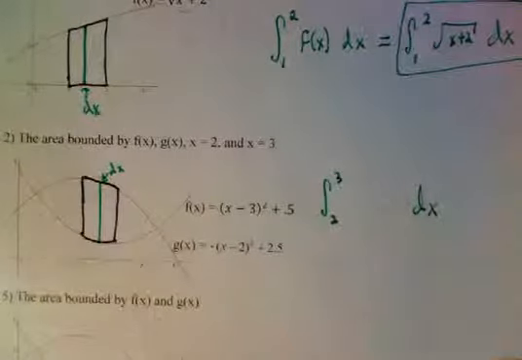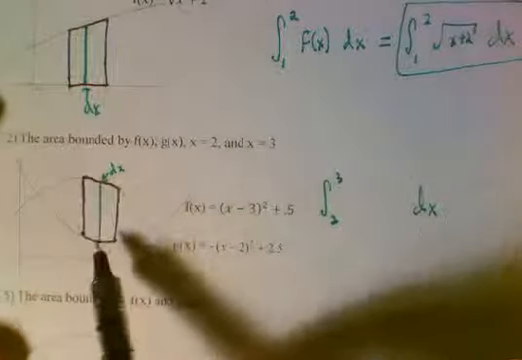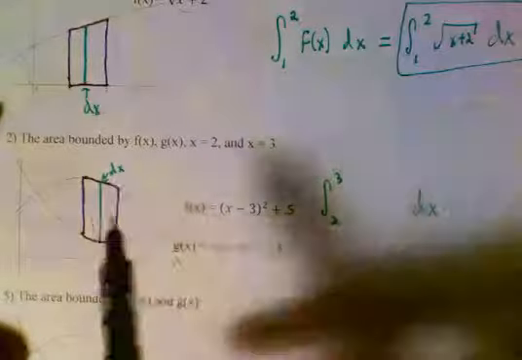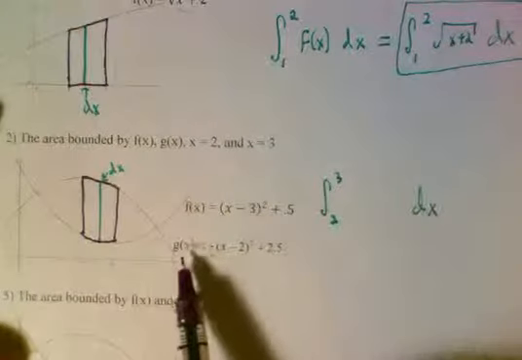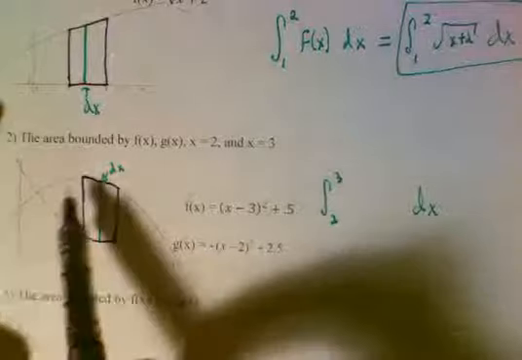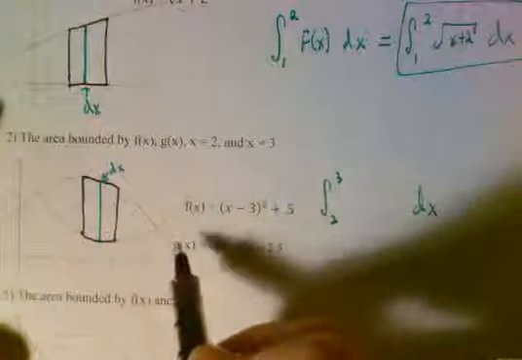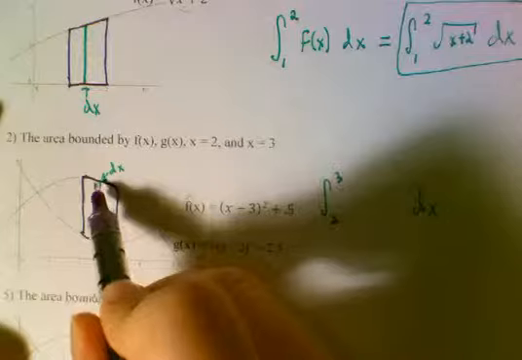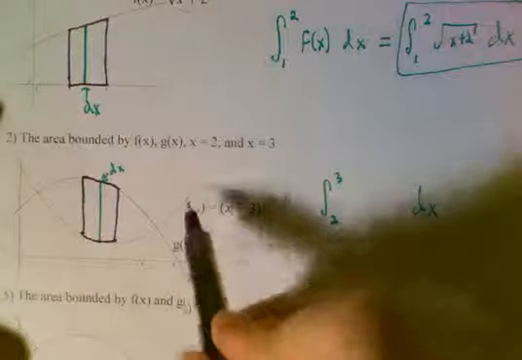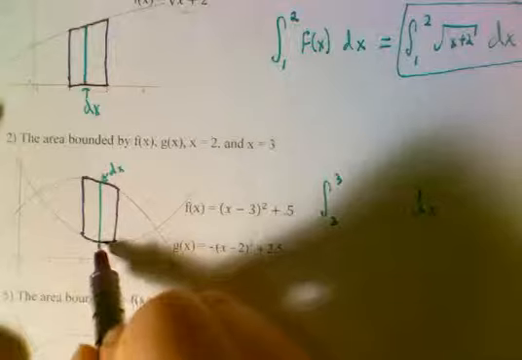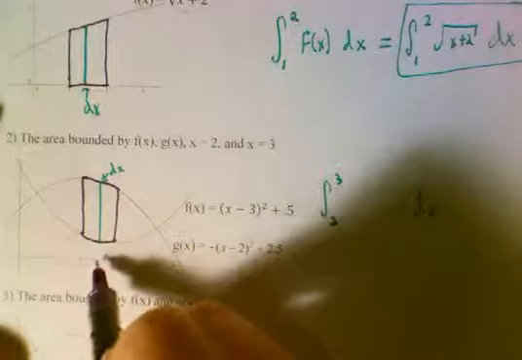Width is dx. But how do we figure out the height? Well, we know that this number up here is going to be whatever g of x is, because this whole thing is g of x. And we know that g of x gives the distance from the x-axis all the way up to the top. This f of x here is going to give us the distance from f of x to the x-axis.